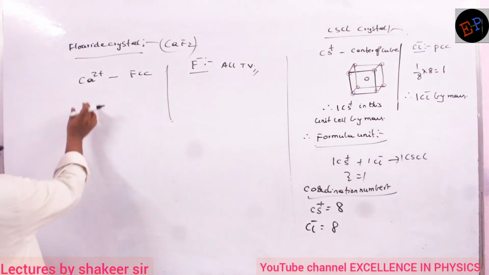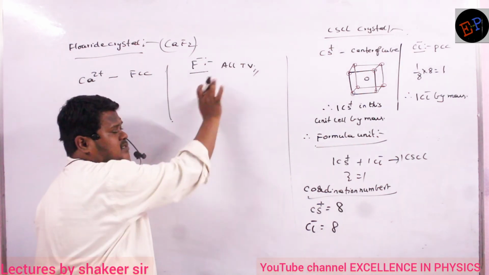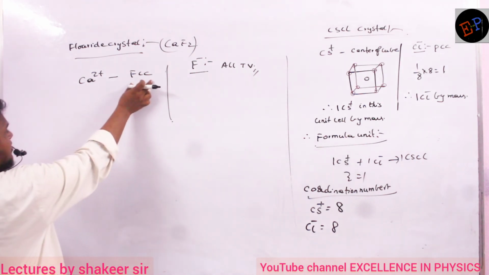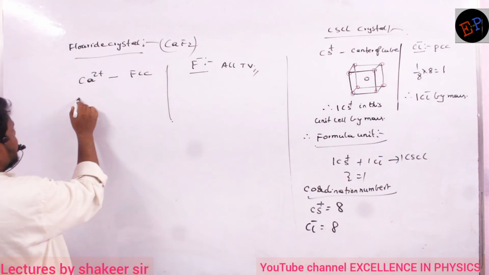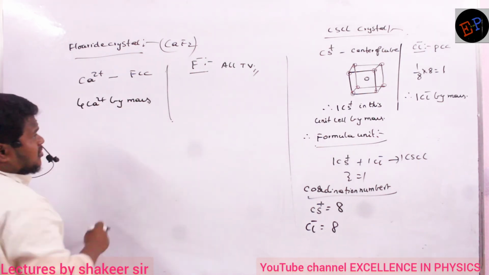So Ca2+ is present on FCC, and F- is present on all tetrahedral voids. If atoms are in FCC, then how many atoms are present by mass? Tell me. 4 Ca2+ by mass. Are you able to understand?